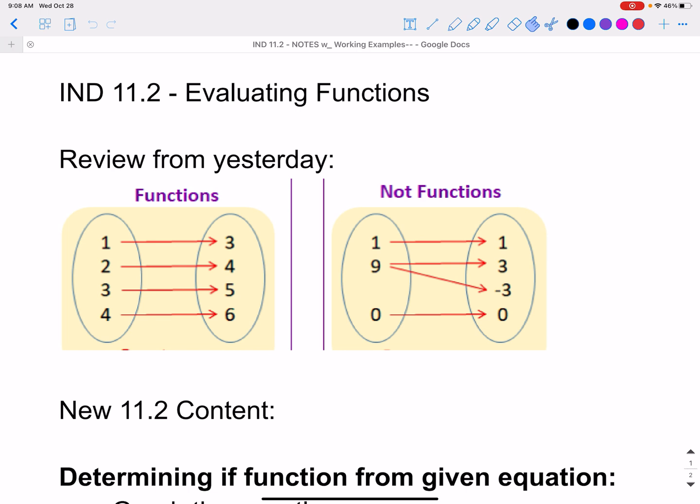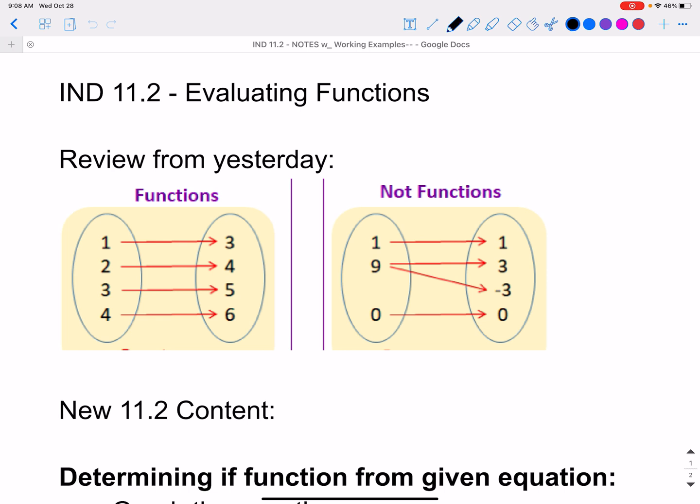If you're given your relation in a table, a list, or a diagram like this, then you just simply look at the x's and ask yourself, is there a repeating x? Or like I kind of sillily said yesterday, a cheating x, right?